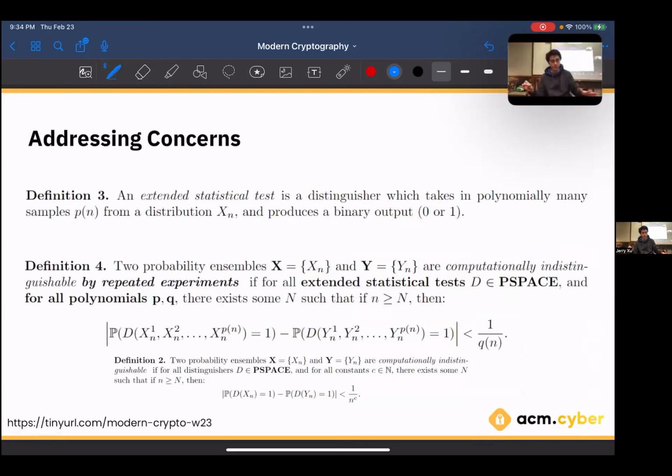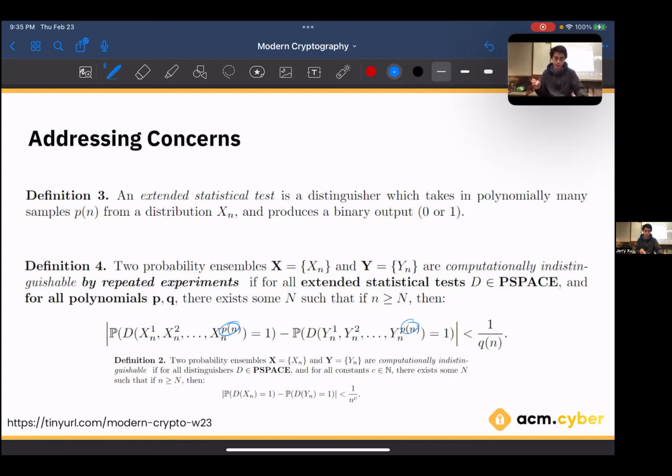So I'm just going to go ahead and address your concerns by saying, you know what? I'll give you multiple samples. Actually, I'll give you polynomially many samples, right? So if these random distributions are generating length n strings, I'll give you P of n experiments where P is some polynomial.